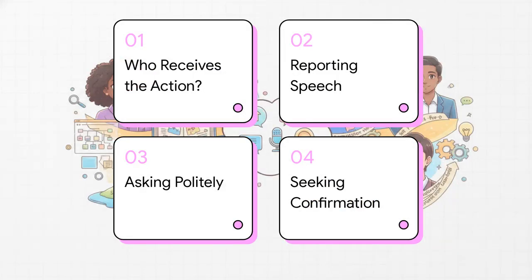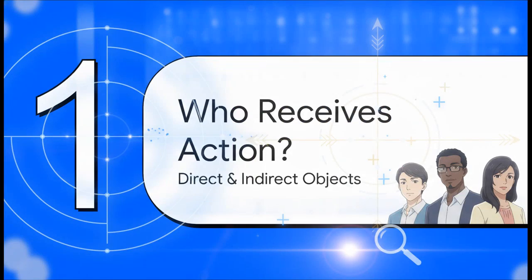So here's our agenda for today. We've got 4 main sections. 1, who receives the action? 2, reporting what others say. 3, asking politely. And finally, 4, seeking confirmation. All right, let's jump straight into Section 1, who receives the action, direct and indirect objects.